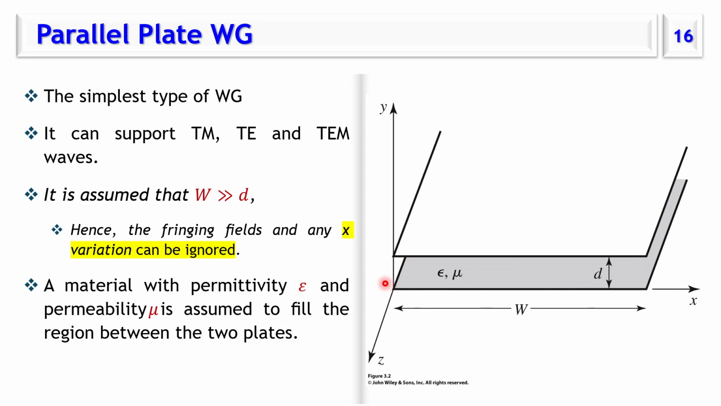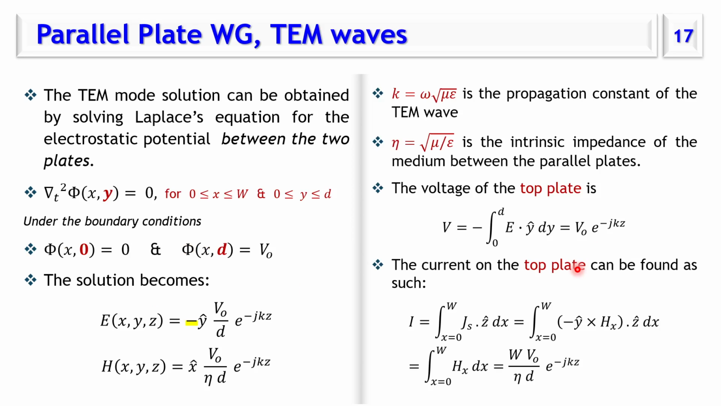And we have a fringing effect. If the width is much larger than d, the amount of fringing effect would be negligible with respect to the uniform field, and we can just ignore it. The material permittivity and permeability are assumed to be epsilon and mu, and it fills the whole region between the two conductors.